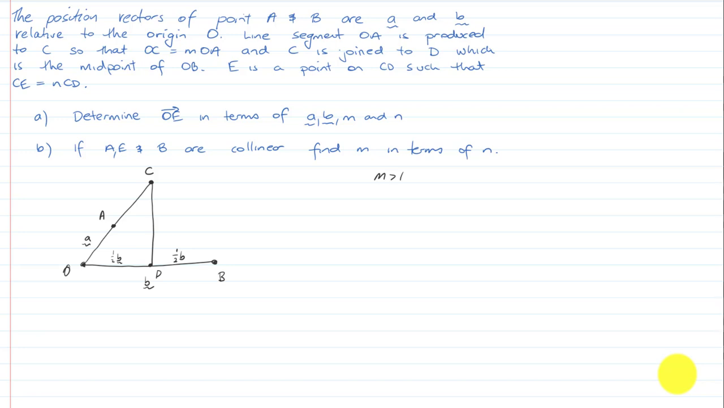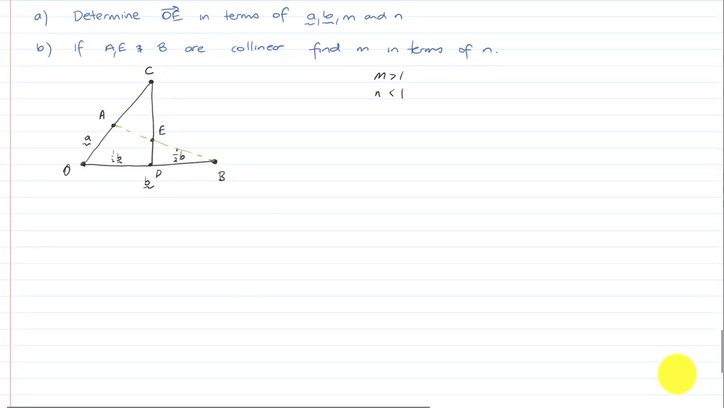E is the point on CD such that CE equals NCD. So E is here, and I'm deliberately choosing this point because I'm reading ahead. So that's our E, and CE equals NCD, which means that N is less than 1 because E is on CD, it's not a produced point. Determine OE in terms of A, B, M, and N, and if A, E, and B are collinear, find M in terms of N. So here's my little extra line, which I do in green. We're saying they're collinear, which we'll come back to a little bit later.